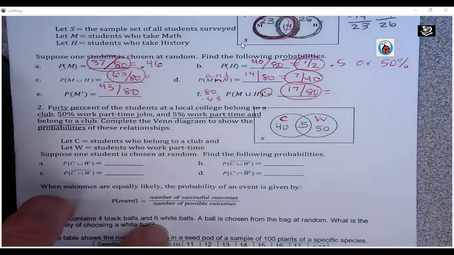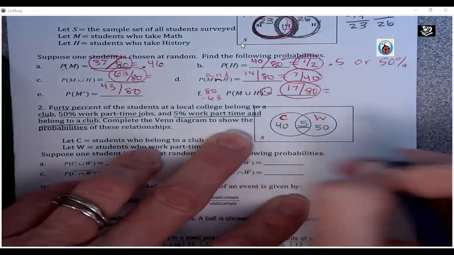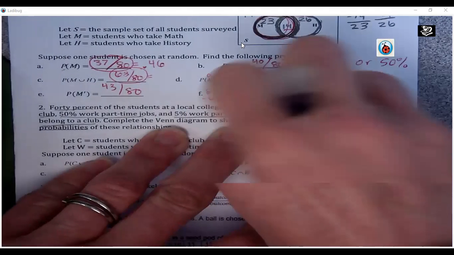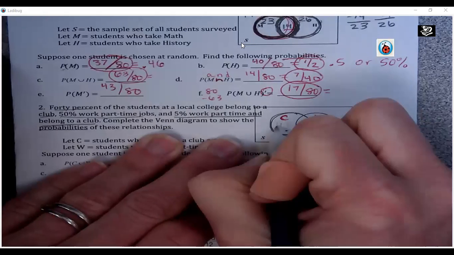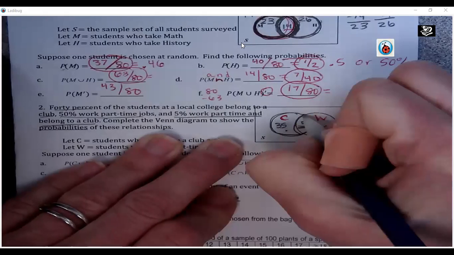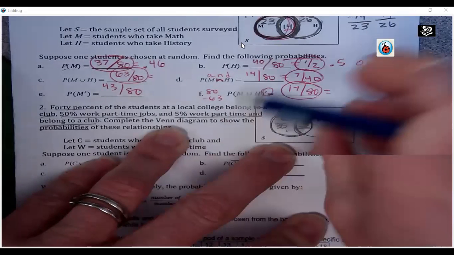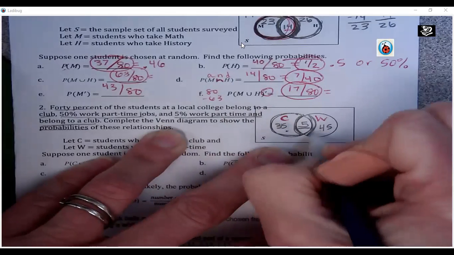And once again, I really need to subtract those from this. The 40 refers to the whole circle. All of the people in club, 40%. So only 35 are just in a club. And same thing for the work. I need to subtract the 5. So only 45% just work.